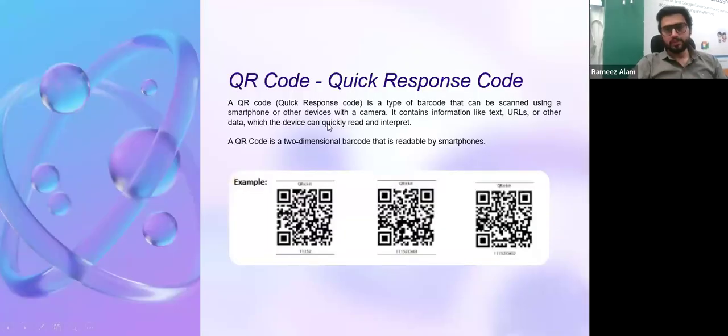QR code, quick response code. A QR code is a type of barcode that can be scanned using a smartphone or other devices with a camera. It contains information like text, URLs, or other data, which the devices can quickly read and interpret. A QR code is a two-dimensional barcode that is readable by smartphones.